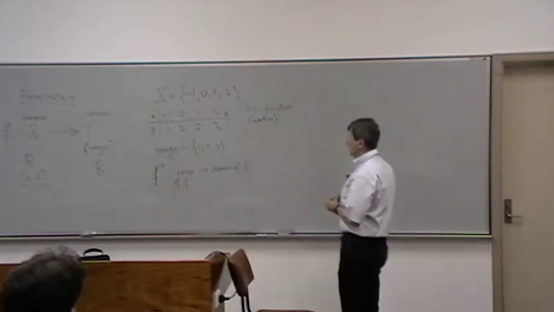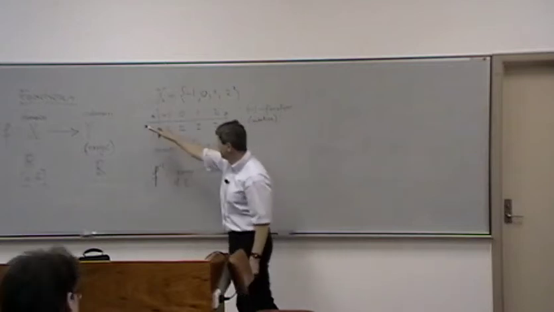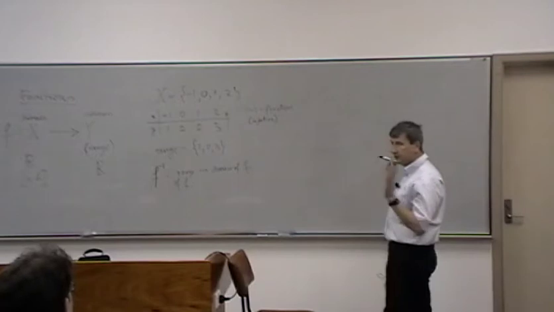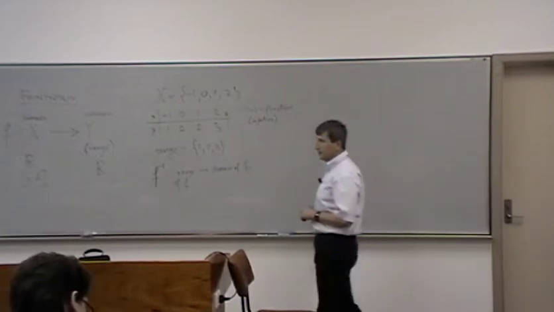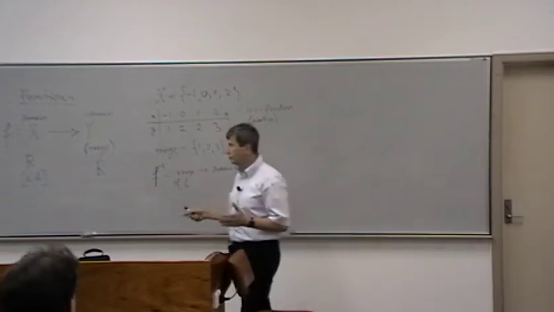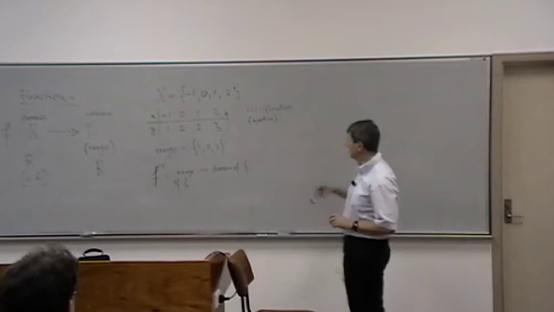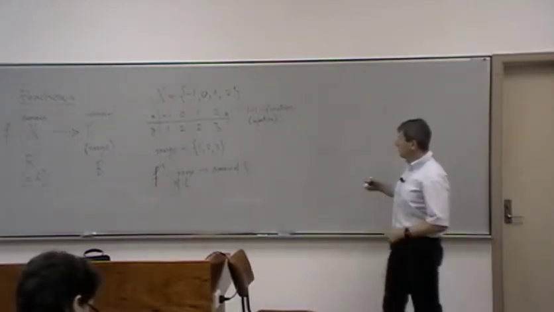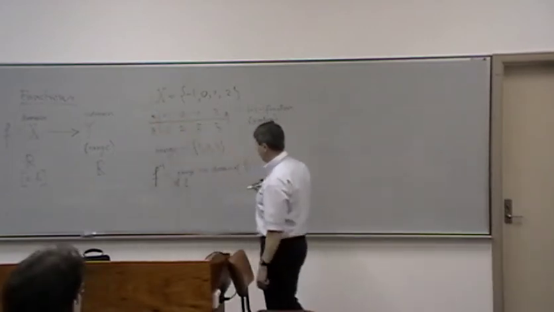By the way, there's also a Latin word: if the range is equal to the codomain, then we call this a surjective function. But don't worry about these terms. I know there are some people who know a lot of this, so you may find it interesting to hear these words. So if the function is one-to-one, which this function is not, then we can invert it.